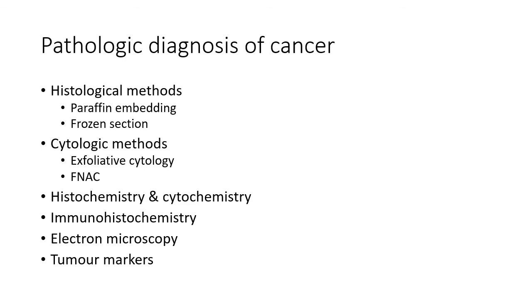It is very useful in identifying tumors of uncertain histogenesis, that is tumors for which there is a doubt about the parent tissue of origin, or in identifying the presence or absence of certain prognostic markers. Apart from this, electron microscopy and biochemical assay of tumor markers are also used.